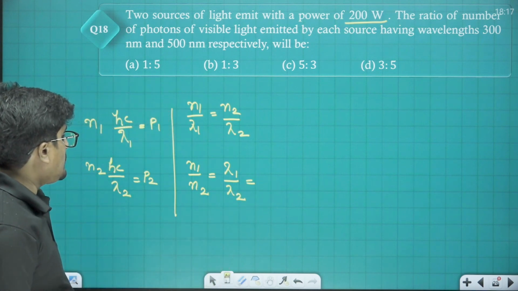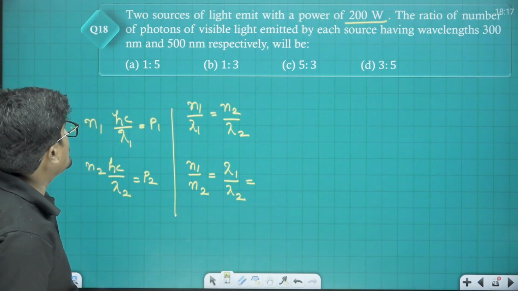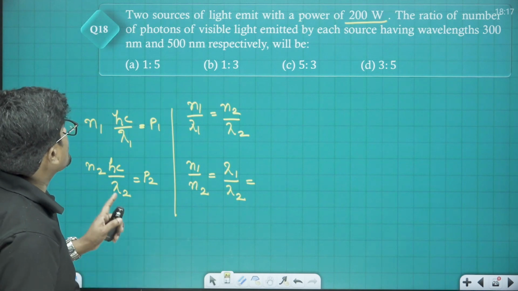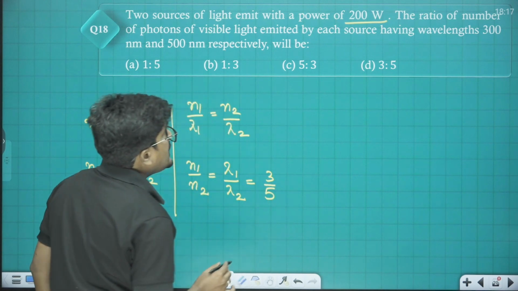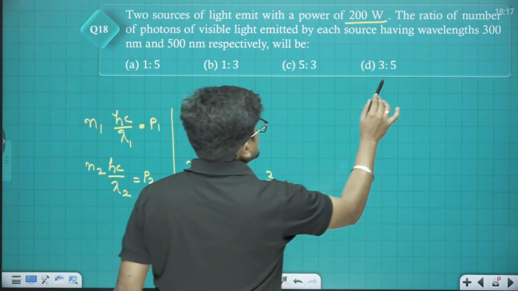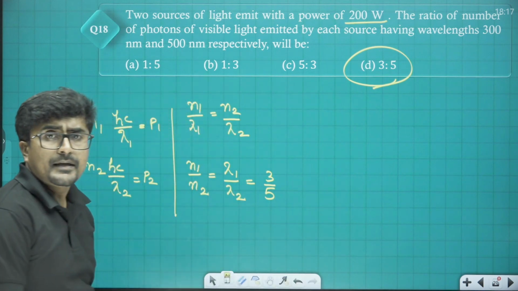Lambda 1 as well as lambda 2 are given in nanometers. Nanometer and nanometer will cancel each other, and it needs to be 3 by 5. That means option D must be the correct answer in that case.